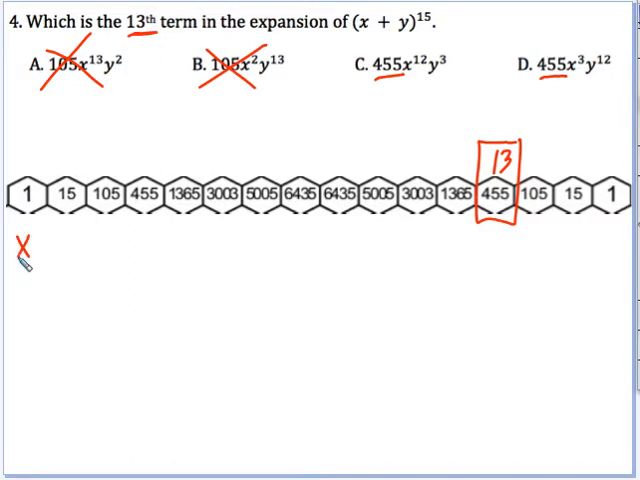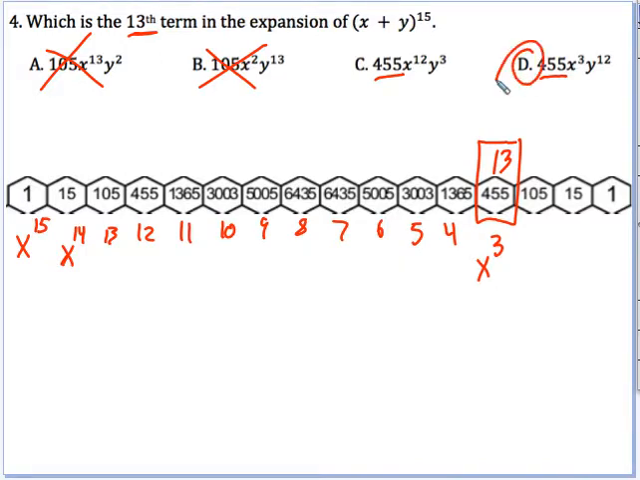It would be x raised to the 15th power, x raised to the 14th power, 13th power, 12th power, 11, 10, 9, 8, 7, 6, 5, 4, and 3. So this would be x raised to the 3rd power. And then I want to verify. So right now I'm going to say it's definitely going to be D, because this one has 455 for the coefficient, and then it has x to the 3rd, which is the term I need.